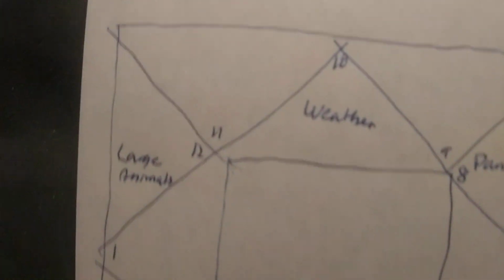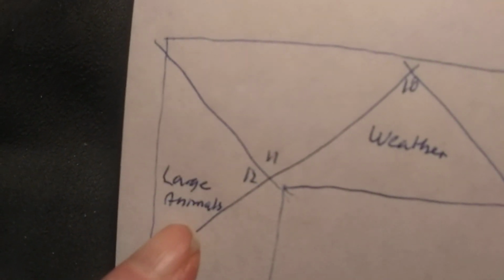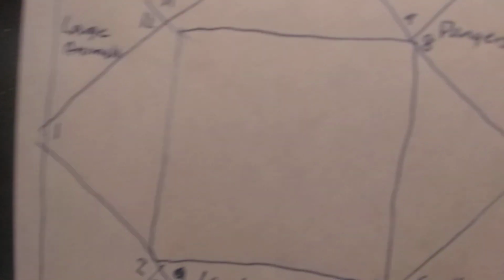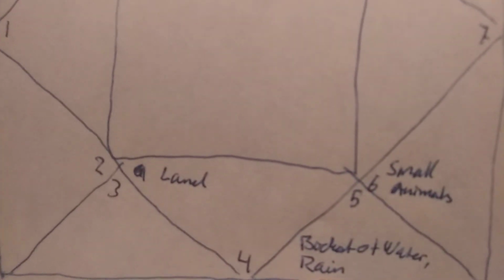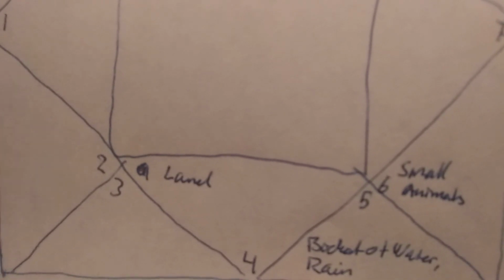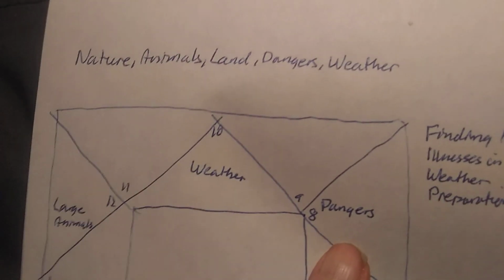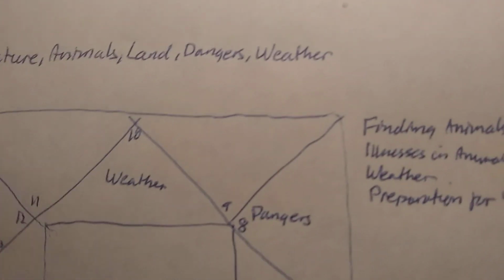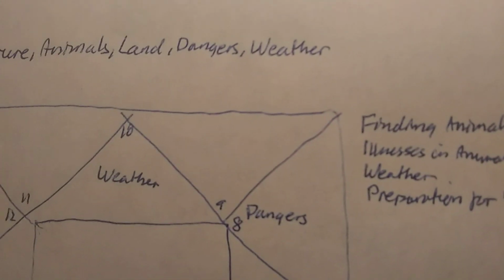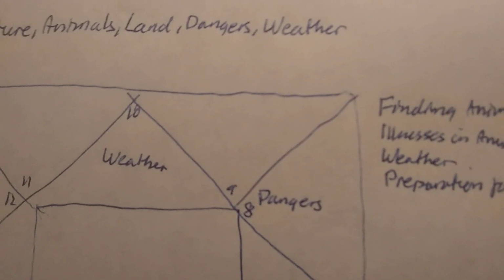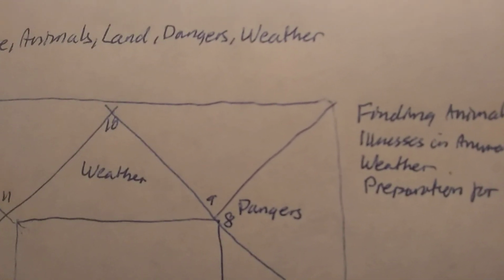And then we have illnesses. We have large animals in the 11th house. We have land in the 4th house. 5 is bodies of water and rain. 6 is small animals. 8 is dangers. 10 is weather. And this gives you, for anything with agriculture, when you sow, when you reap, seasons and so on.